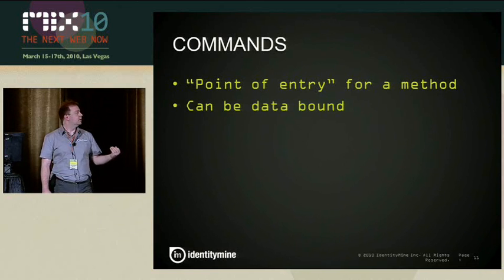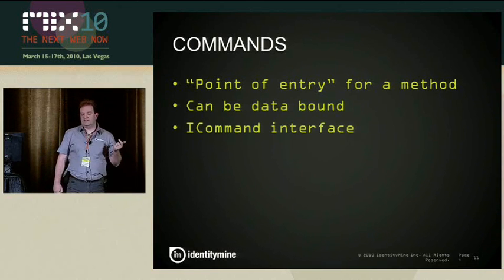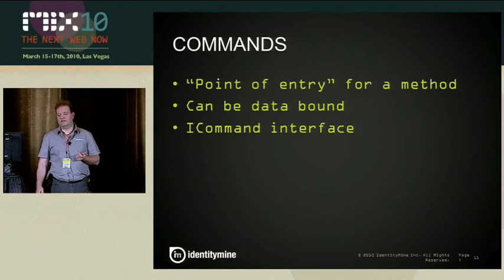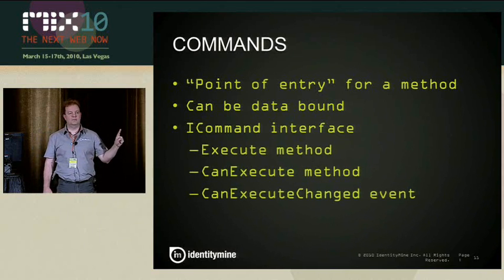All right? It is an implementation of the ICommand interface, which has three members. The Execute method, which is called when the command is invoked. The CanExecute method is called from time to time by the UI, and it should return true or false. True if the command is enabled, and false if the command is disabled, depending on the context of the command. And CanExecuteChanged, that's an event that you should raise when the value of CanExecute changes.